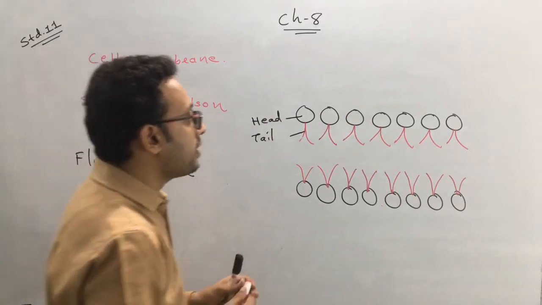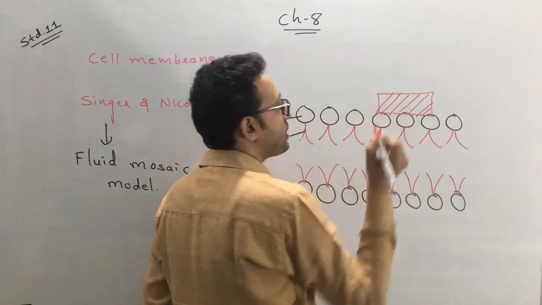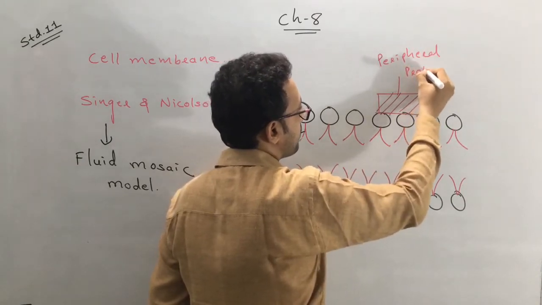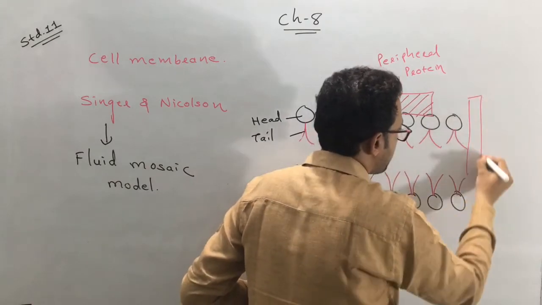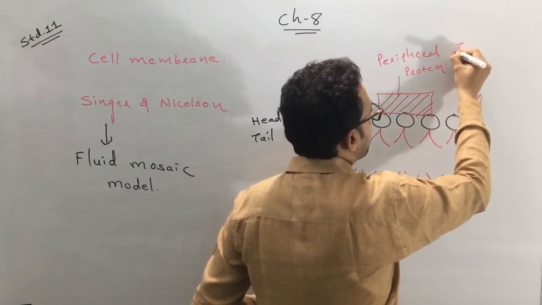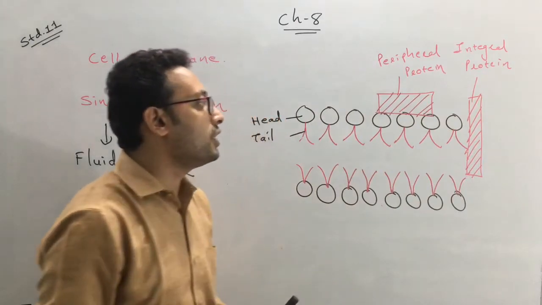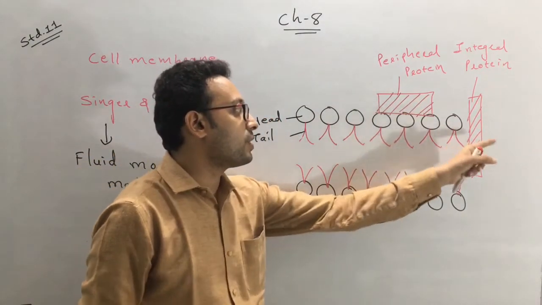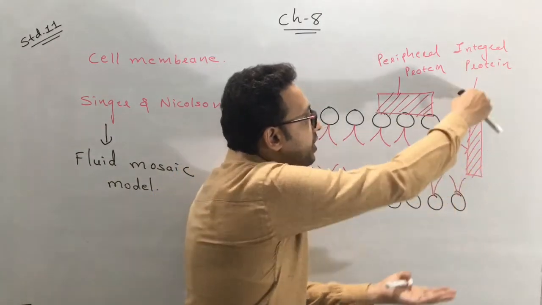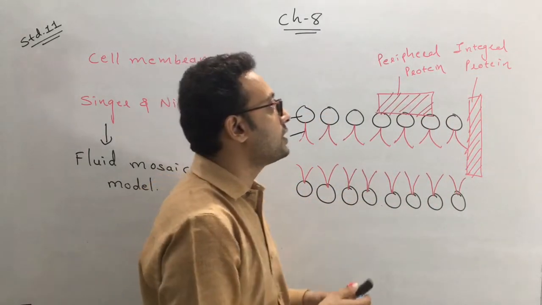Now, apart from the lipid, you also know that the membrane contains proteins. The protein can be of two types. The protein found on the surface is called peripheral protein. And the protein that is half buried or totally buried is called integral protein. There are two types of protein you can find in the structure of a cell membrane: peripheral protein and integral protein. Peripheral proteins are found on the surface. Integral proteins are either totally inside or half inside, half outside. That is also considered an integral protein.